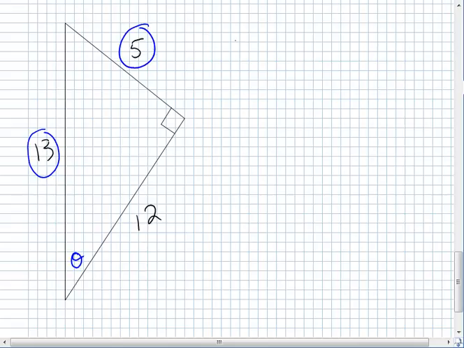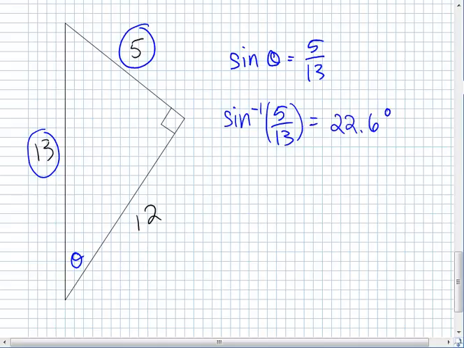Okay, so 5 is the opposite side, 13 is the hypotenuse, so I'm going to say sine of theta is equal to 5 over 13. And then to find the angle, all we do is the inverse sine of 5 over 13, which equals your answer, 22.6 degrees.